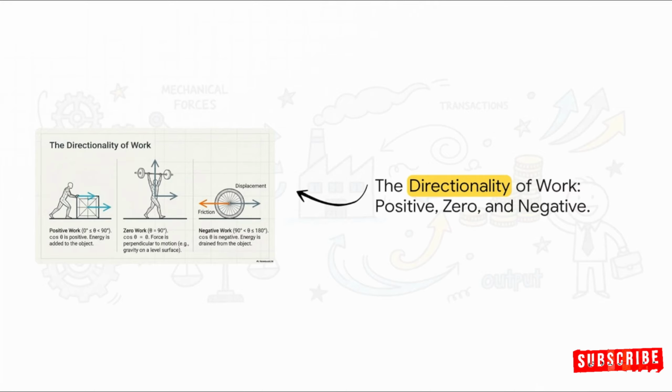And transactions can actually go a few different ways, depending entirely on how your effort aligns with the motion. Positive work is like making a deposit into an account. You push a box forward in the exact direction it's already moving, adding energy to it. Then there's zero work. If you hold a heavy barbell straight above your head and walk forward, your upward force is totally perpendicular to your forward motion, so 0 energy is transferred to the barbell's forward speed. And finally, negative work. This is a withdrawal. Think of friction acting against a sliding tire, aggressively draining energy out of the object and slowing it right down.